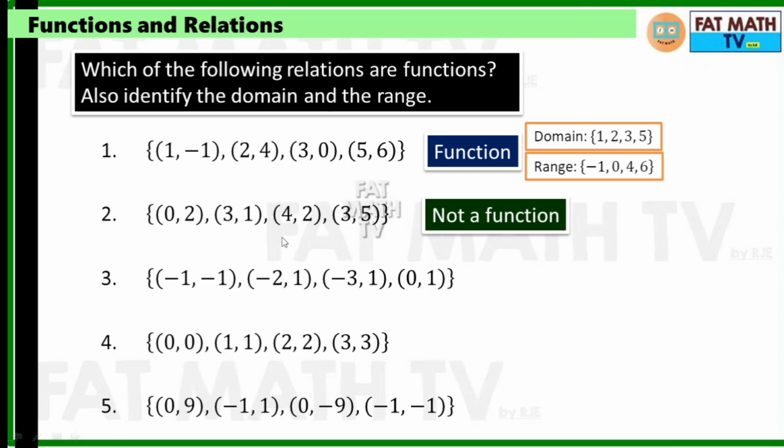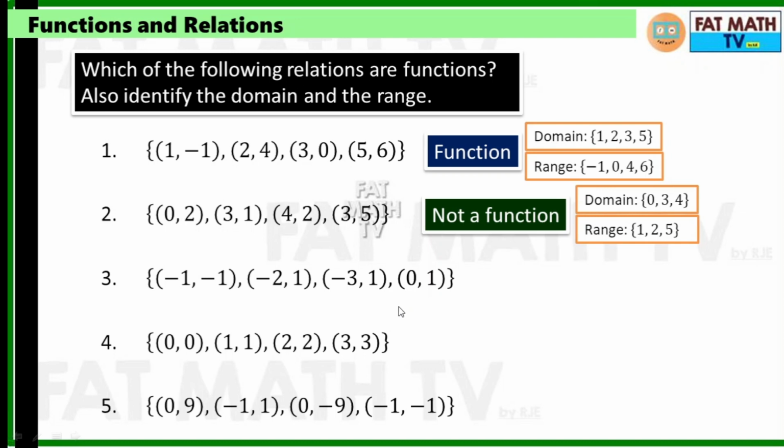And then the domain of the relation is the set containing the x values 0, 3, and 4. Here you have a 3, another 3, so you're just repeating 3. And then for the range, we have 1, 2, and 5. Here, 2, 1, 2, and 5, so we write only once the 2.